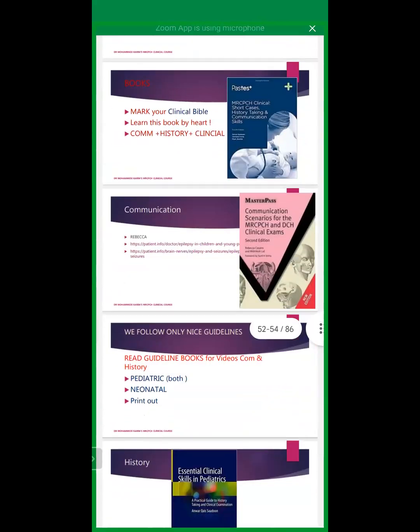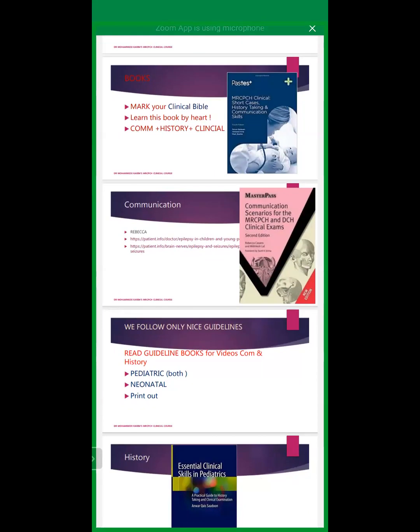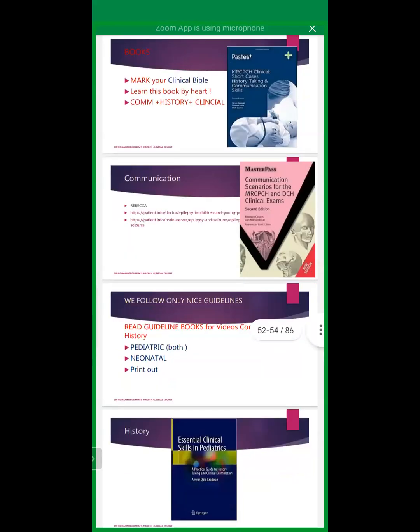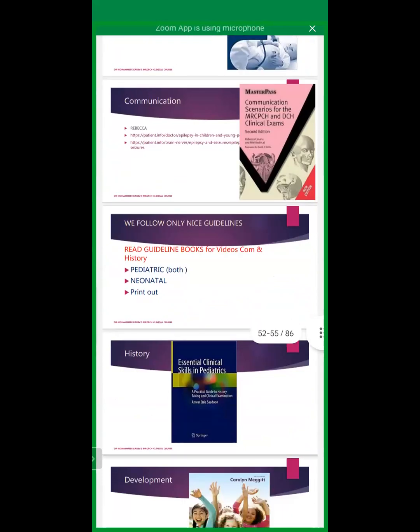Rebecca, the scenarios are valid. However, the information may be outdated, so you need to update yourself. You must practice all the scenarios of Rebecca, okay, for your communication skills and also your previous exam scenarios. So this will be enough. You don't need any other thing actually. Then NICE guidelines actually are a lot in detail. So read from the pediatric neonatal guidelines, take out the printout, don't depend on a soft copy.